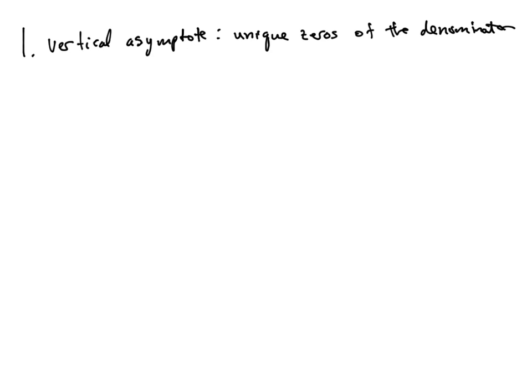To find these, we look at the unique zeros of the denominator for a rational function. So if we have something like this, we need to figure out what value makes the denominator 0. So all we do is we set the denominator equal to 0 and solve for x. So x equals 3 would be the vertical asymptote.